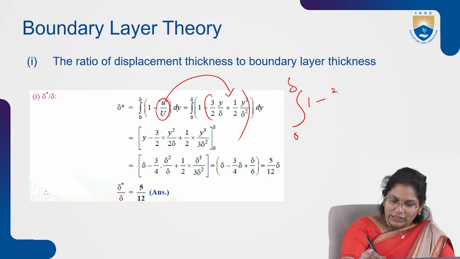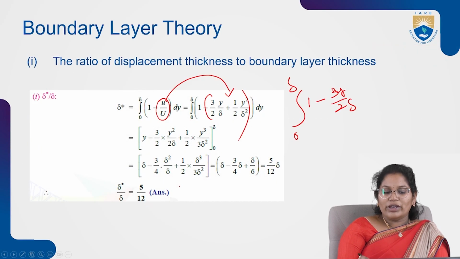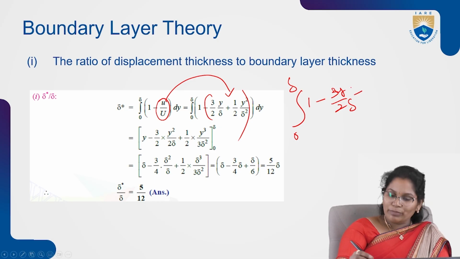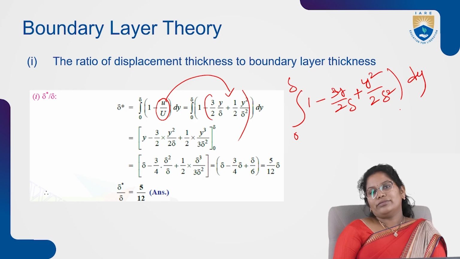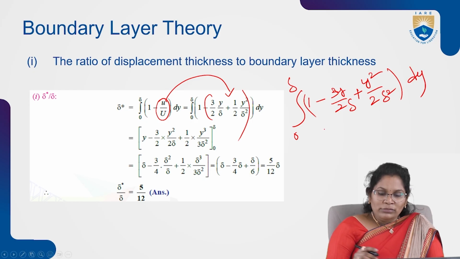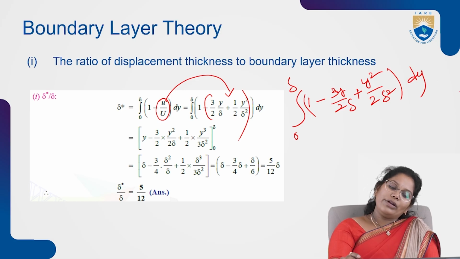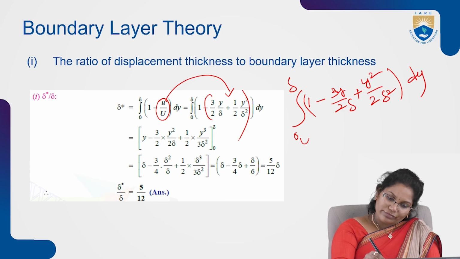That is 3y by 2 delta. Here it is a minus sign, and here we are seeing a positive sign because we are removing a bracket. That's why this negative sign is becoming positive: plus y square by 2 delta square into dy. Right? You have to integrate this. So integration of 1 into dy is simply y.